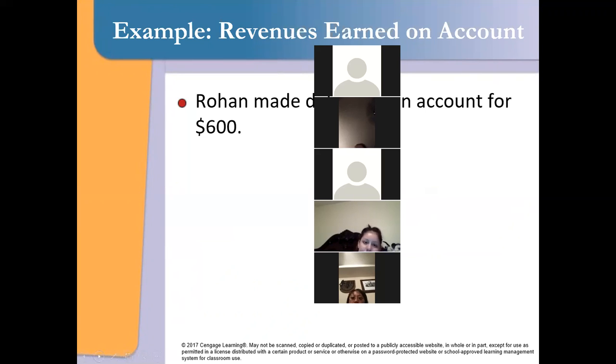Now here's the thing. We did not get cash for this. Is it still a sale for us? Yes. So would this still be revenues? Yes. But we didn't get cash. So how do we account for that since we didn't get cash? How will we record the fact that we made a sale? They're still paying back. So it would still be a debit. To what though?